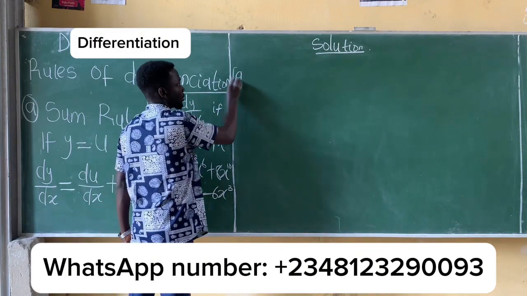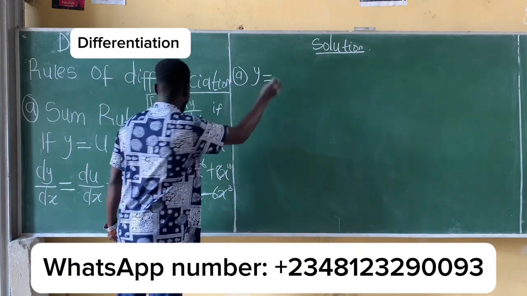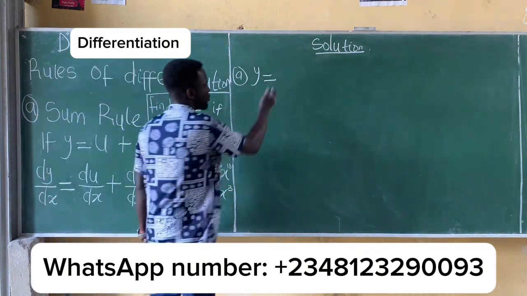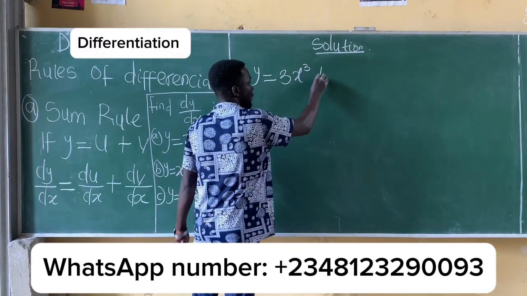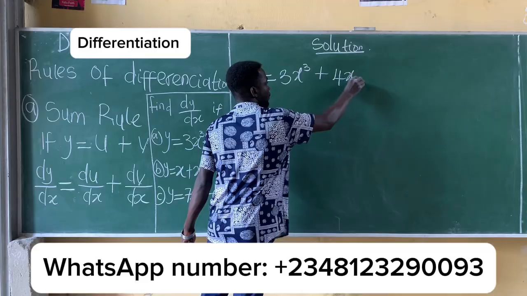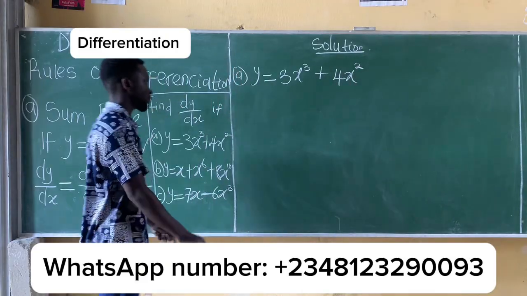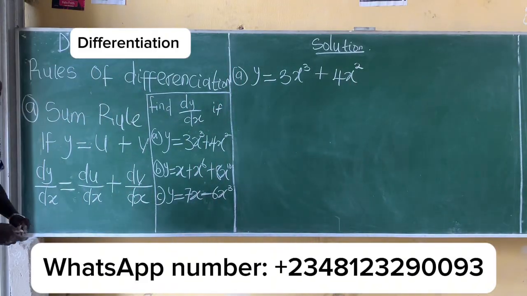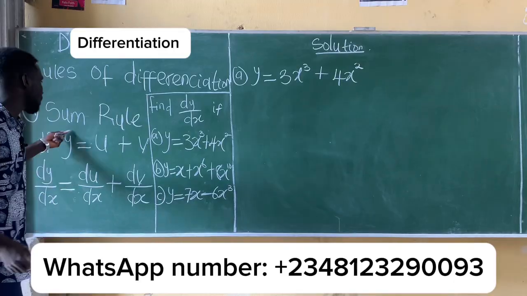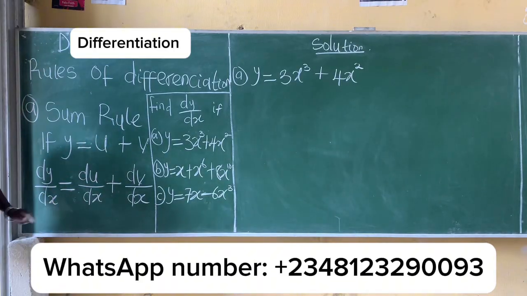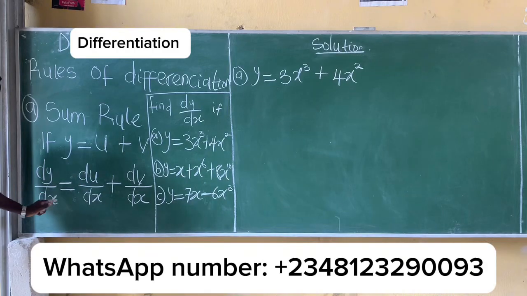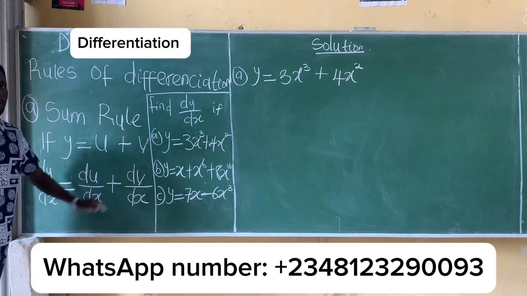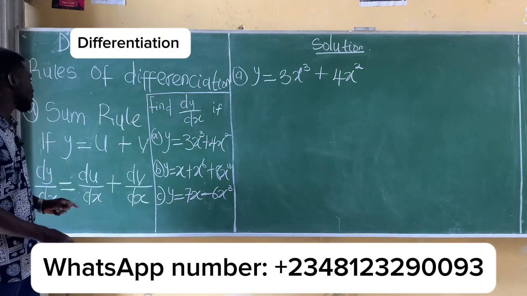y is equal to 3x cubed plus 4x squared. So how do you solve something like this? Remember, we are still in the sum rule. Some will say y is equal to u plus what? v. dy/dx is equal to du/dx plus what? The dv/dx.